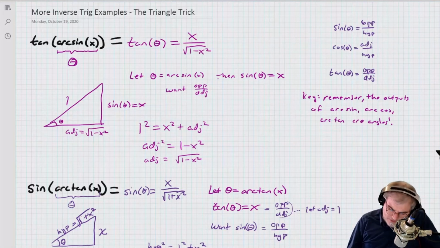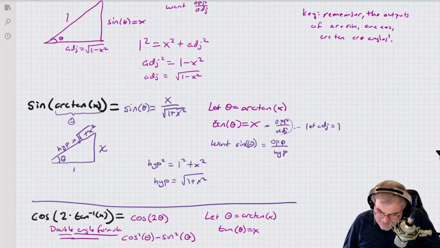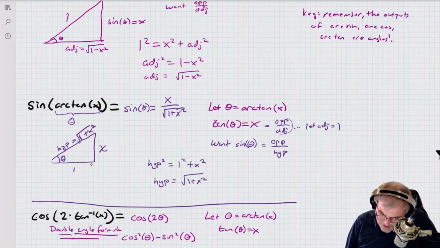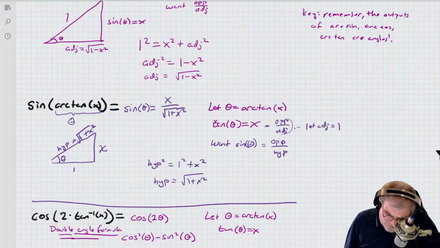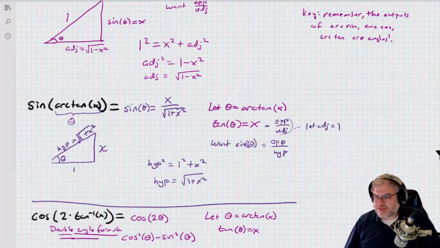Okay. Let's do another one. This time the tan is here, and here's the sine. So I wind up with theta equals arctan. So tangent of theta equals x, which is the opposite over adjacent. The adjacent is the bottom of what I have, so I'm going to let that be 1. Then of course that means the opposite becomes x.